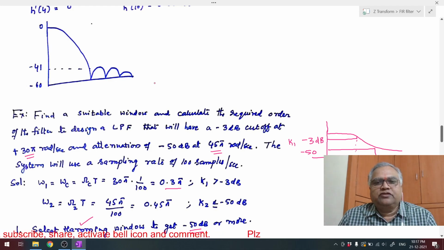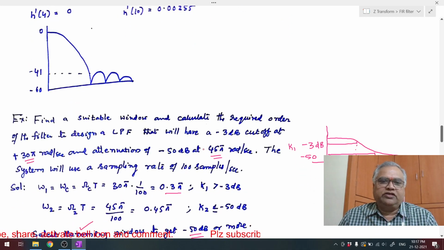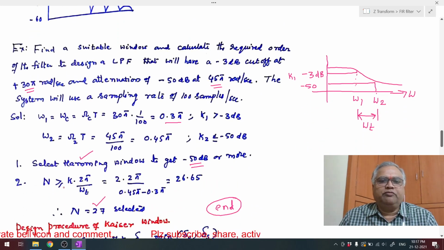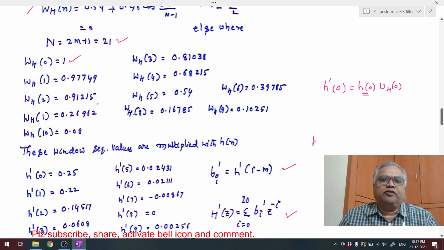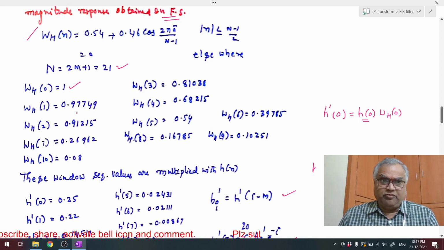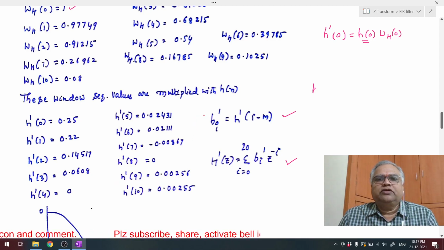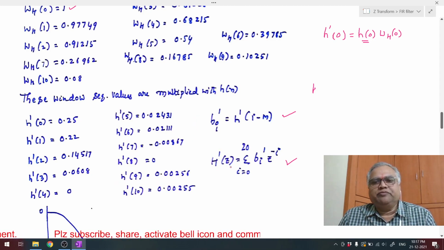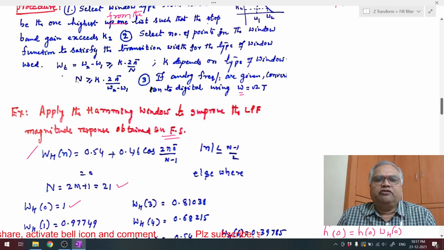Using Fourier series, we design for the given specification. In any low pass filter problem, a filter specification will be given. First, to design a low pass filter, find h of n, and keeping other things in mind, select the window and the number of points. Then multiply one to one, as explained in this problem. Then h prime of 0 and so on you will find. Then b_i prime, then h prime of z. This is how the filter will be designed using the windowing method.